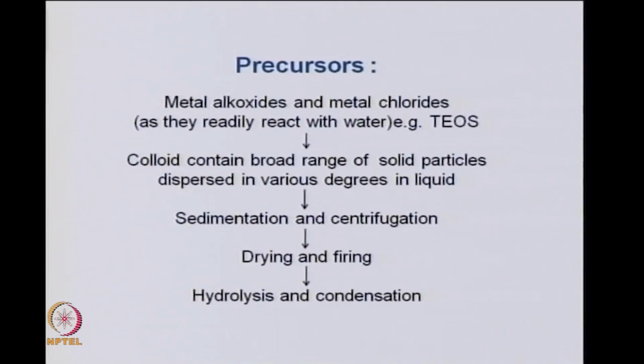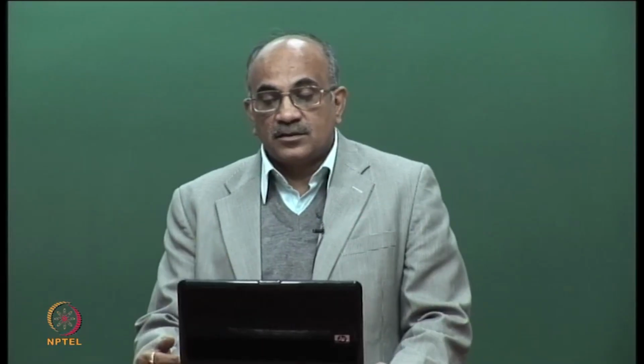So, you can start with TEOS, then you can get a colloid with a broad range of solid particles dispersed in a liquid, and then you sediment and centrifuge it and then dry, which will lead to hydrolysis and condensation. So, that is the typical process from which you get a nanostructured material starting from metal alkoxides or metal chlorides, then reacting with water and then drying it to get the final nanostructured materials. The 2 very important processes are hydrolysis and condensation.